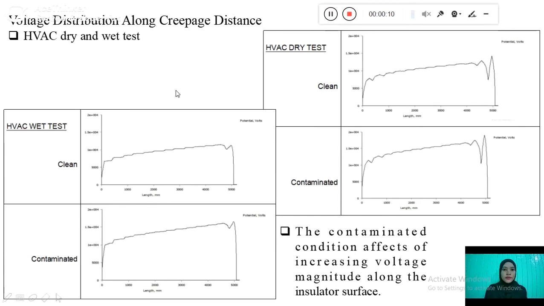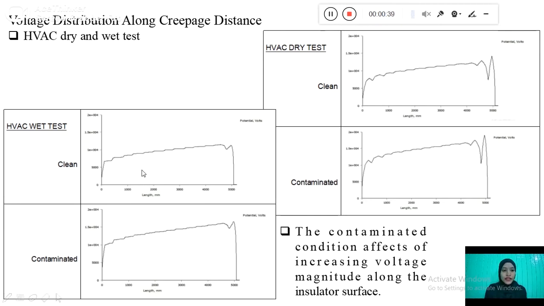Then there is the voltage distribution along the creepage distance. So this is the result for the HVAC wet test, and this is for the dry test. From these four graphs, the voltage distribution is uniformly distributed and gradually increases from the high voltage end to the ground end.